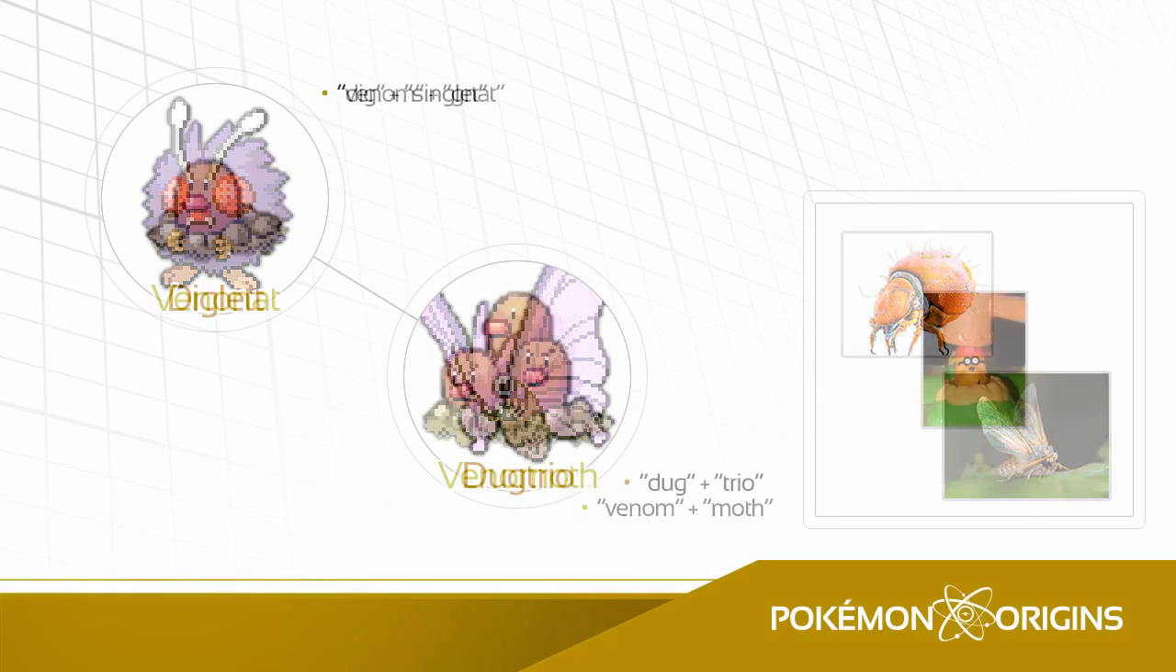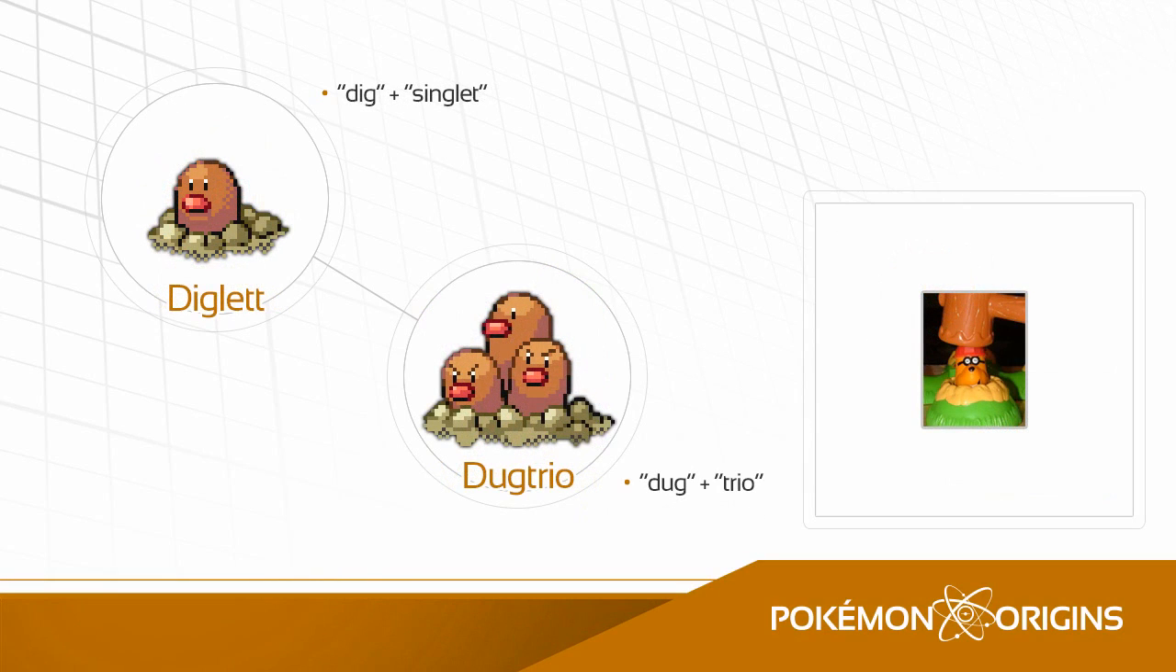Then we have Diglett and Dugtrio. Now these two, in terms of the names, we have Dig and Singlet, i.e. there's one of them, and then Dug and Trio, so that's very simple there. In terms of the basis of their design, they're probably based on Whack-A-Moles because it's very similar to Whack-A-Mole in an arcade game, so nothing too much to go over there.